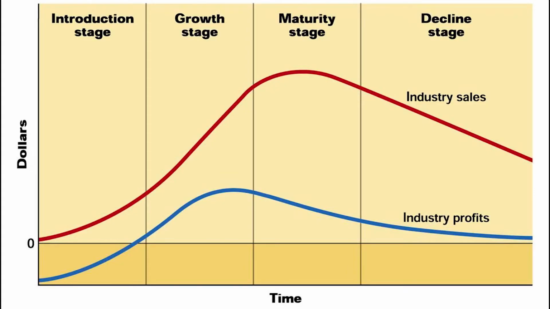Now, let us summarize what we have learned till now. Product life cycle is an important concept which helps the management in planning the important strategies for the organization. The important stages in PLC are introduction, growth, maturity, and decline.